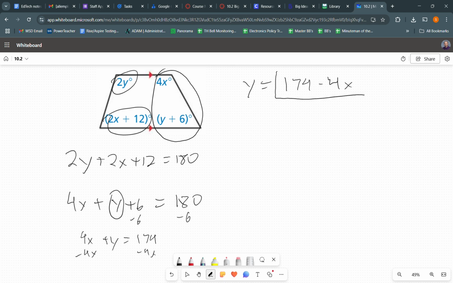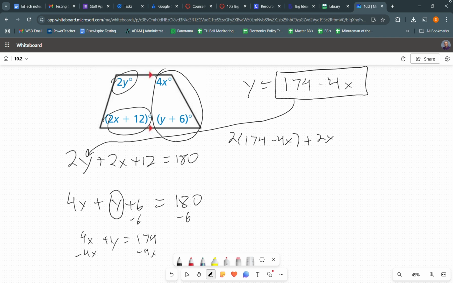We can now substitute that right there. So we're going to plug that into our other equation right here. That'll give us 2 times (174 minus 4x) plus 2x plus 12 equals 180. All right, we're going to solve this one for x. First step is to do the distributive property. So we end up with 348 minus 8x plus the 2x plus 12 equals 180.